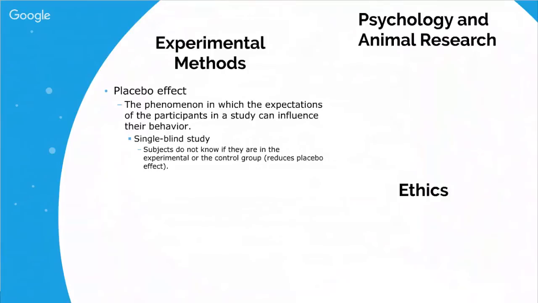So in that case, they could not, without a doubt, prove that their medication is effective, since the group that is not receiving the medication is basically responding with positive aspects that the group that is receiving the medication is also responding with. So one way to alleviate this is a single blind study. And this is where subjects do not know if they are in the experimental or the control group. And this reduces the placebo effect.